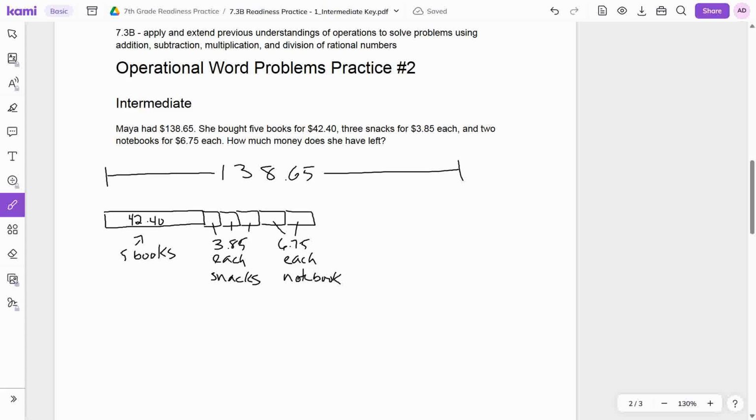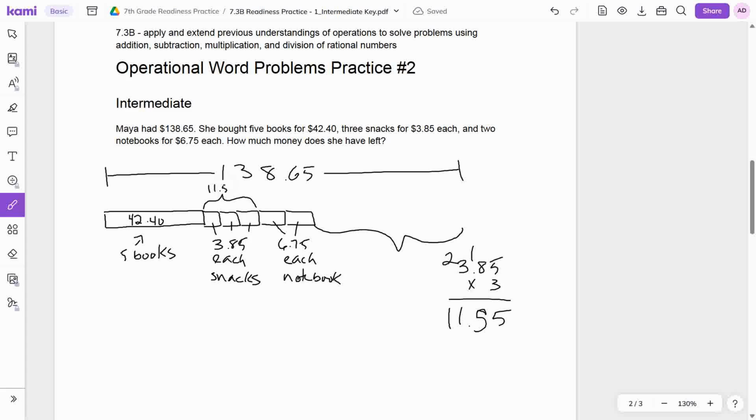Then how much money does she have left? So we're looking for that remaining right there. So let me get, the 5 books was already totaled up for me, $42.40. Let's get the total for the snacks. So 3.85 times 3. It's going to be 15, 24, 25. 9, that's 11. All right, so 11.55.